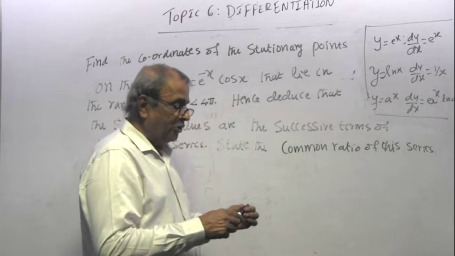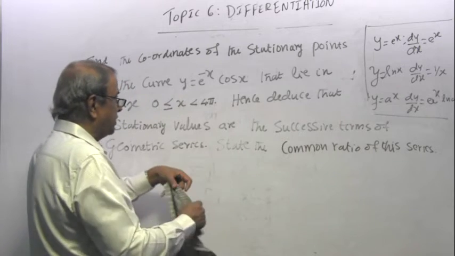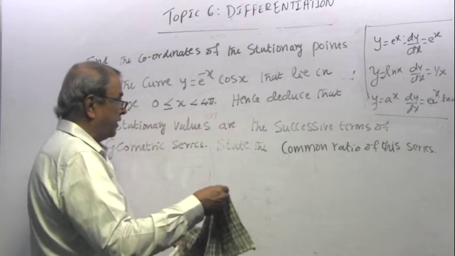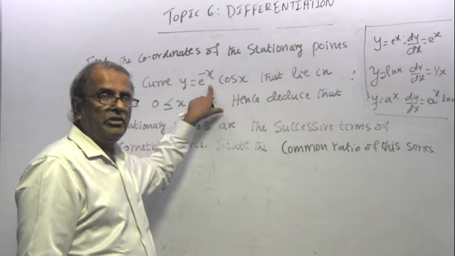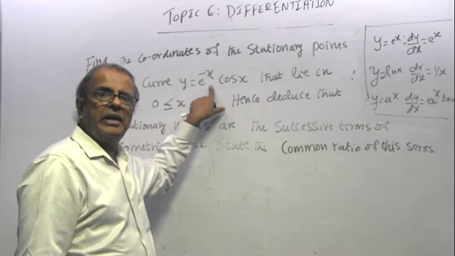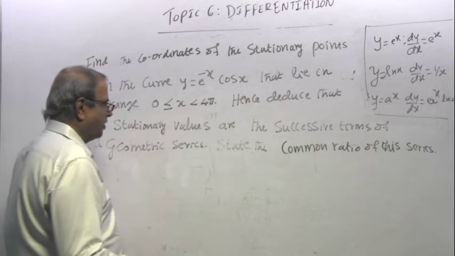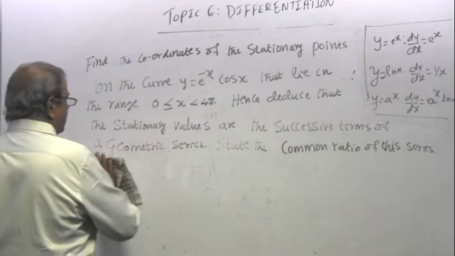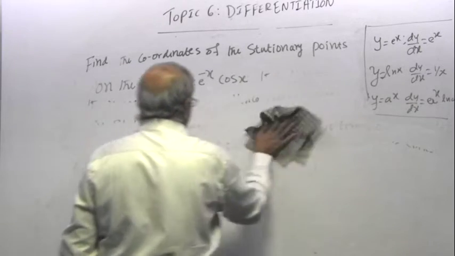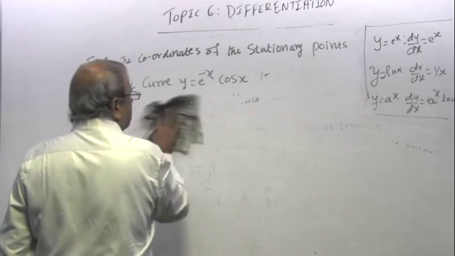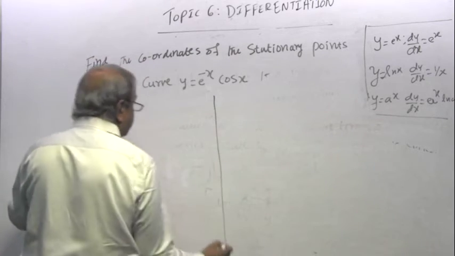I can't do sum to infinity because I have to then give a starting point. I don't want to extend the question beyond that. Is the question clear? So I repeat, first we need to find stationary points, then consider the values of y and show that they are terms of a geometric sequence. The range is 0 to 4 pi, not 0 to 2 pi. I could have made it minus 4 pi to 4 pi, but I don't want to. So I'm going to rub this off, leaving that there so that I can use that to show the answer.